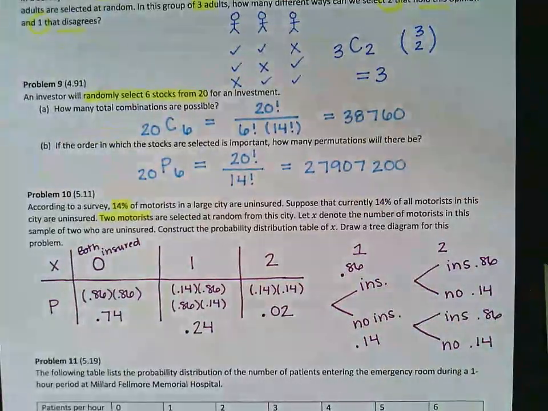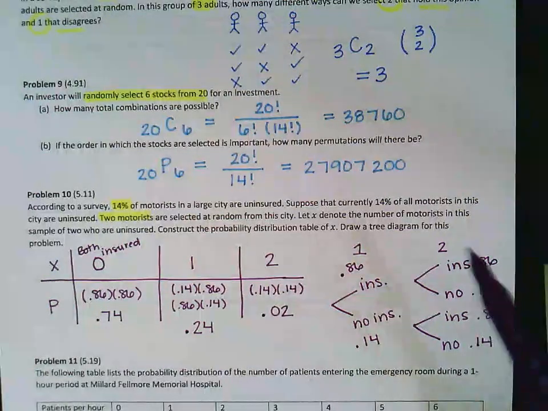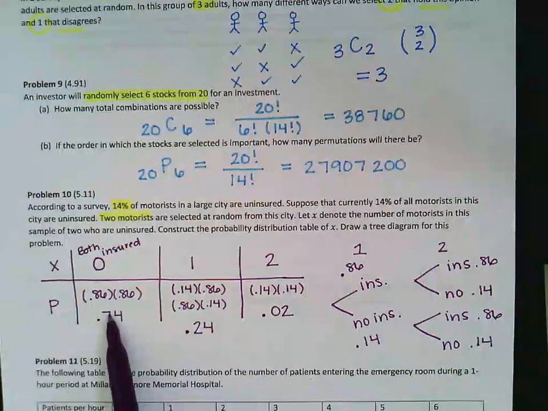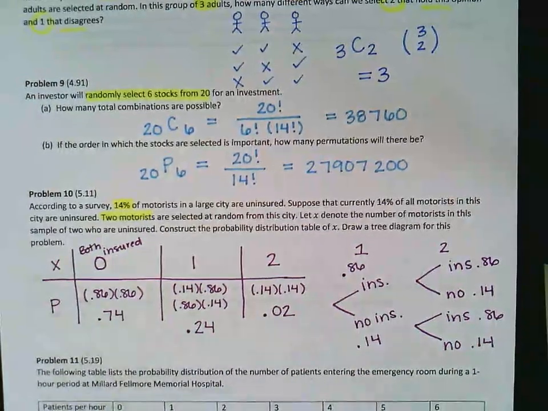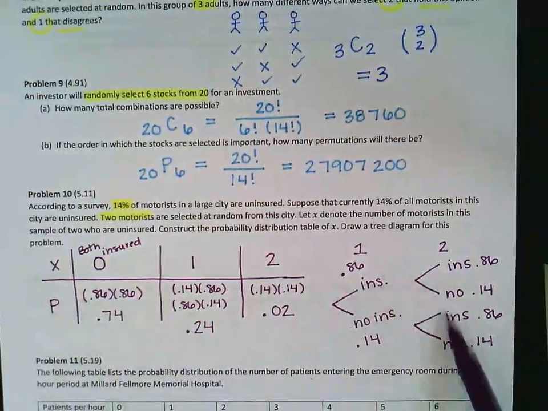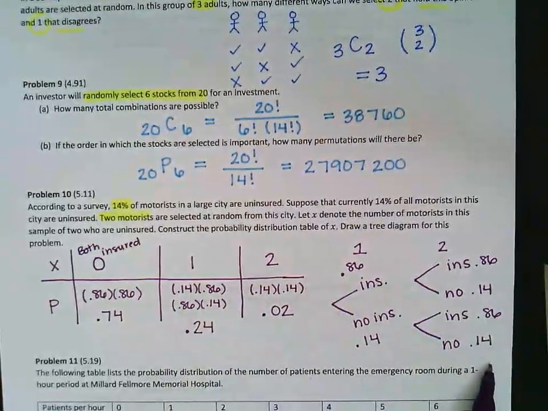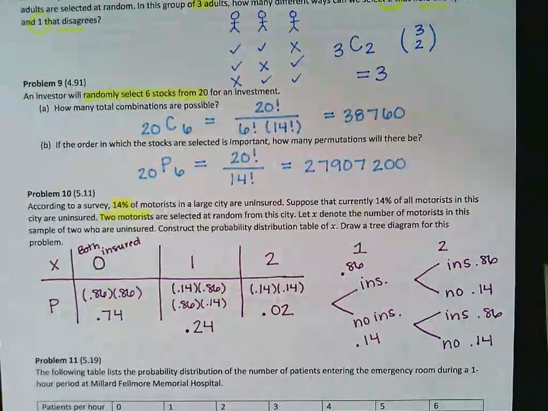Okay, and so this could help you too if you wanted to do the tree diagram first. It kind of helps you figure this out, right? Because 0 would be both insured, so insured, insured, 0.86, 0.86. That's exactly what we got right here. One person insured, one person insured. Both of them do not have insurance, okay?